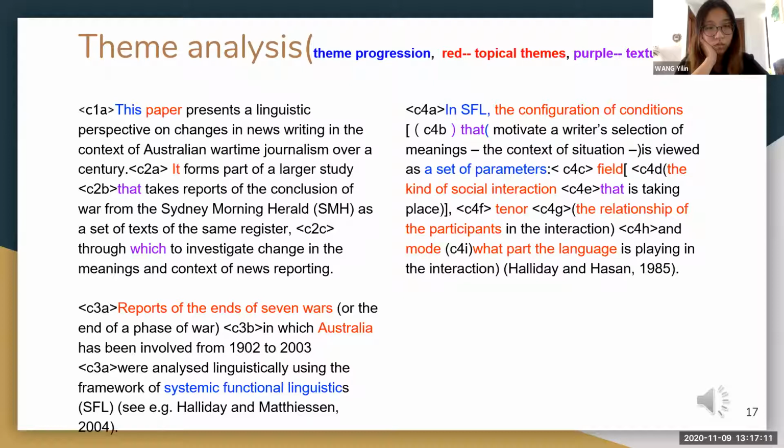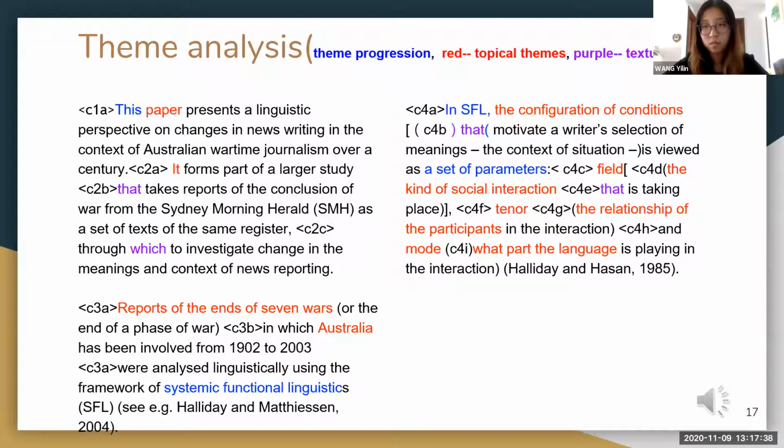The third paragraph actually consists of a very long sentence. The theme is reports of the ends of 7 wars. Sentence B elaborates A with the textual theme in which and the topical theme Australia. The latter part of 3A worked as an elaboration for the former part and also the sentence B, but the theme remains the same. In paragraph 4, the theme is the configuration of conditions.